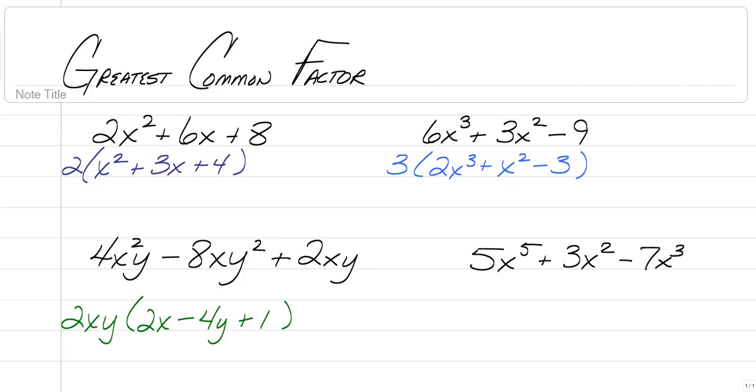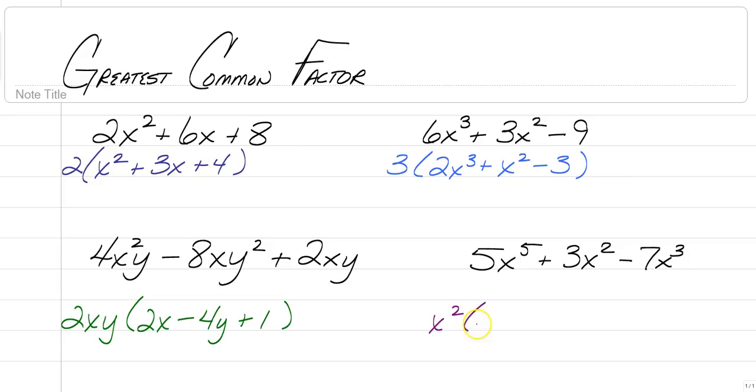Last example is all yours. Pause the video and see what you get. So you should have factored out an x squared. That's the only term you can factor out here. 3 does not go into 5 or 7. Neither does any other number evenly. However, you have an x to the 5th, an x squared, and an x cubed. So the only one you can take out of all 3 would be an x squared.